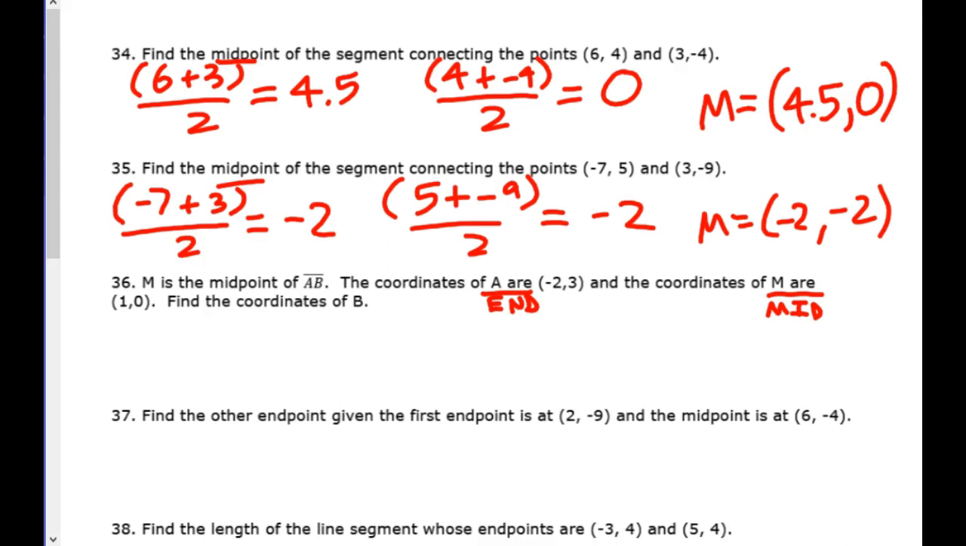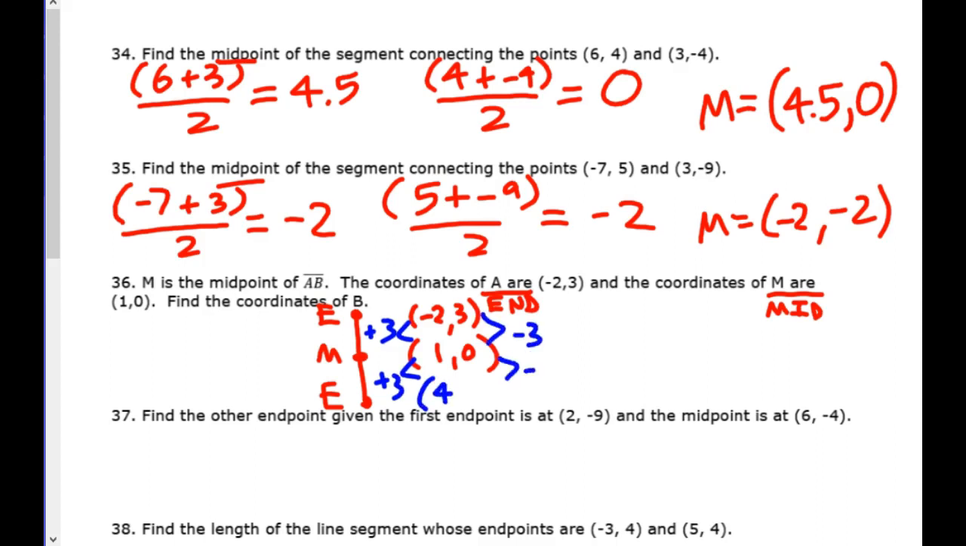So this is the one where I like to make my little diagram, okay? -2, 3, 1, 0. So this is adding 3. So I need to add 3 again. 1 plus 3 is 4. 3 down to 0 is -3. 0 minus 3 again is -3. So my endpoint equals 4, -3.